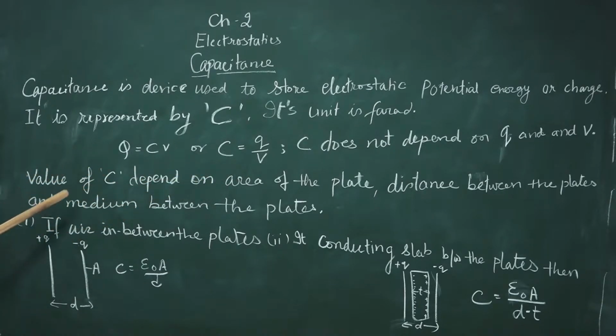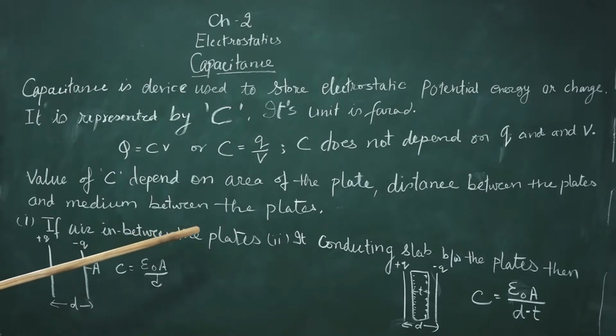The value of C depends on the area of the plates, the distance between the plates and the medium between the plates. We have three kinds of capacitor. One with air, another with a conducting slab, and one more with a non-conducting or dielectric material in between the plates. If there is air between the plates, we can calculate the value of C is equal to epsilon A upon D. Epsilon is given for the medium between the plates, A is the area of the plate and D is the distance between the plates.